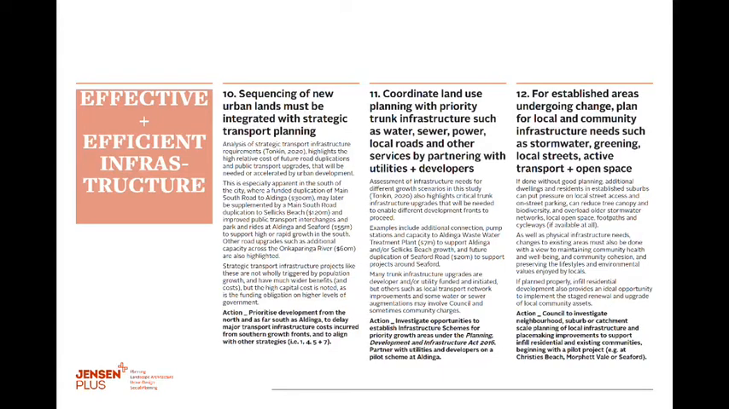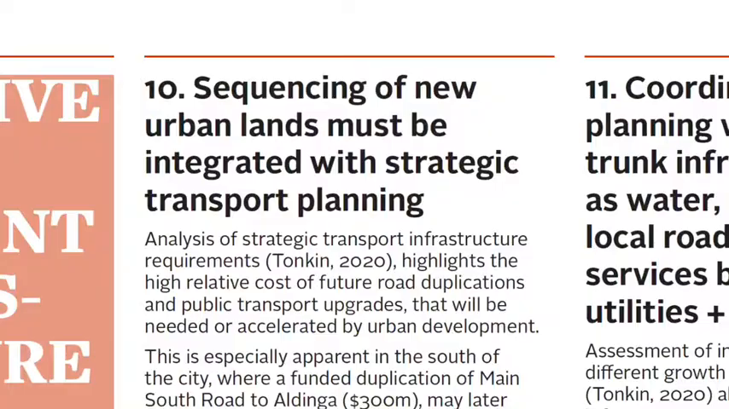On page 22 of the draft local area plan, this theme is about effective and efficient infrastructure. Strategy 10, Michael, is about the sequencing of new urban lands, and they must be integrated with strategic transport planning. Can you tell me exactly what this means? And if you're able to give any specific examples, that would be brilliant.